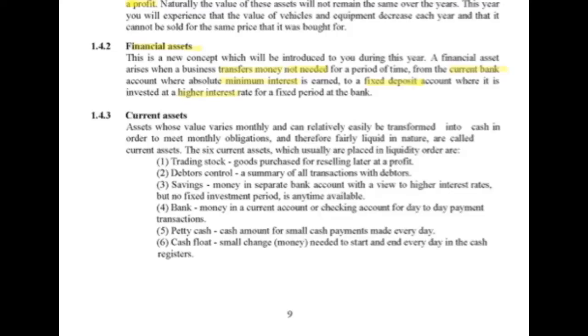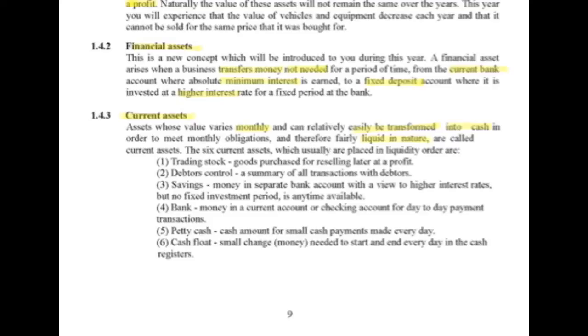Then the third set is my current assets. So current means now. It's my now assets. So now means it's my short term or my current assets. Assets whose value varies monthly and can relatively easily be transformed into cash in order to meet monthly obligations, and therefore fairly liquid in nature, are called current assets.